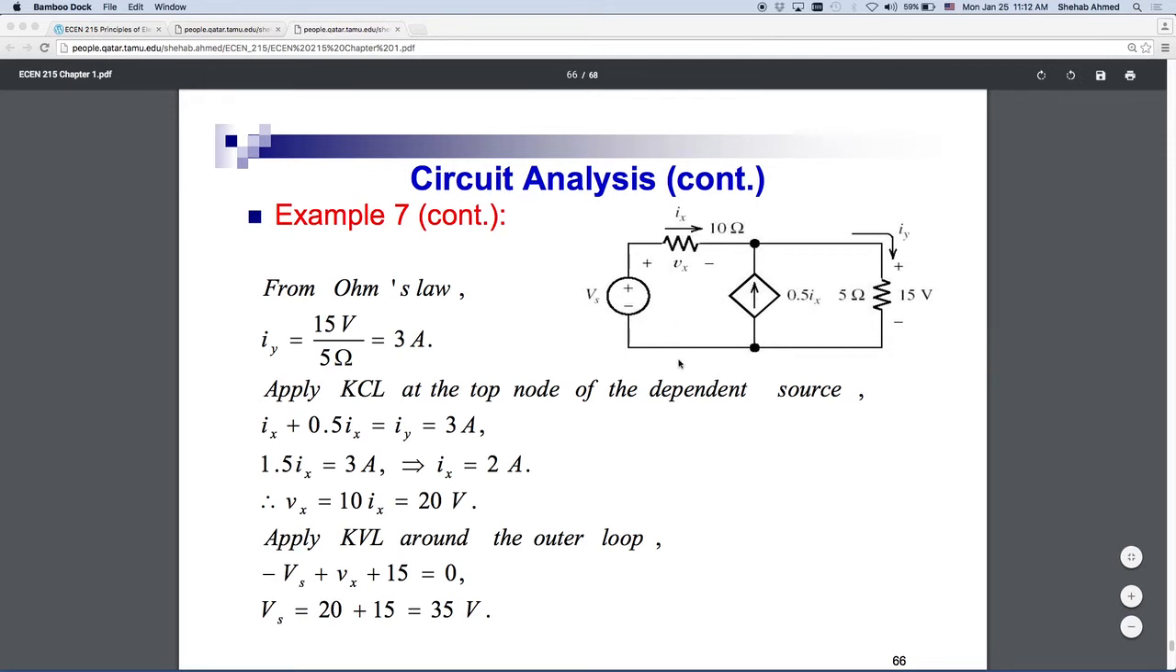Good question. So Ix we solved equal to 2 amps, and because Ix turned out to be positive, as we said, then we can define the Vx polarity in this way, and the value is equal to 10 times Ix, which is 20 volts. Then we're able to go around the loop and solve for Vs, which is equal to 35 volts in this case. Everybody's good with this? Okay.